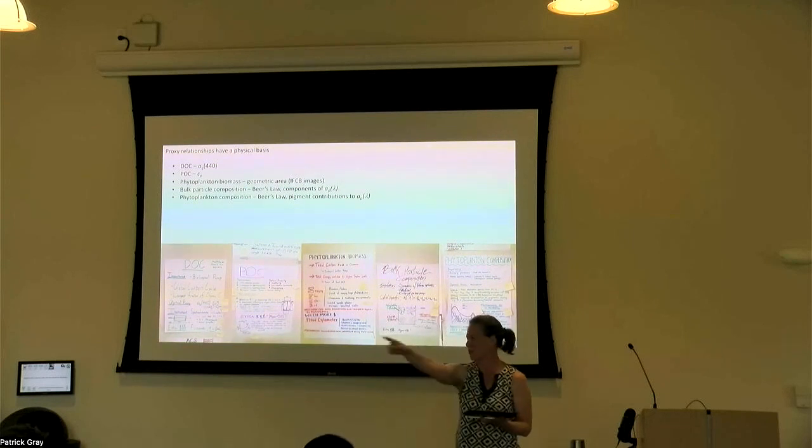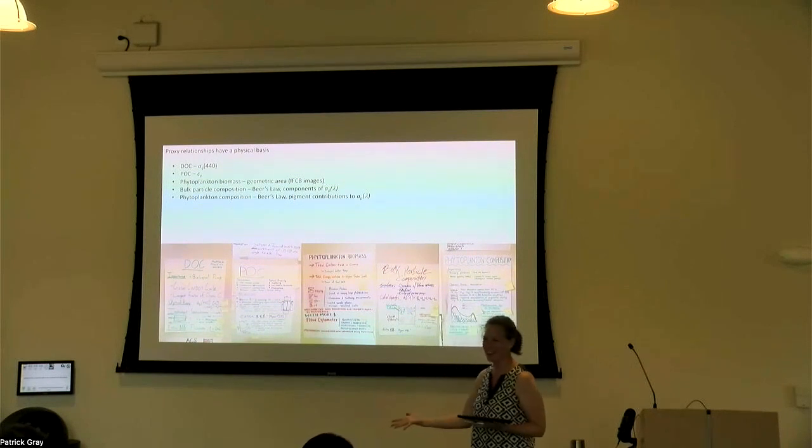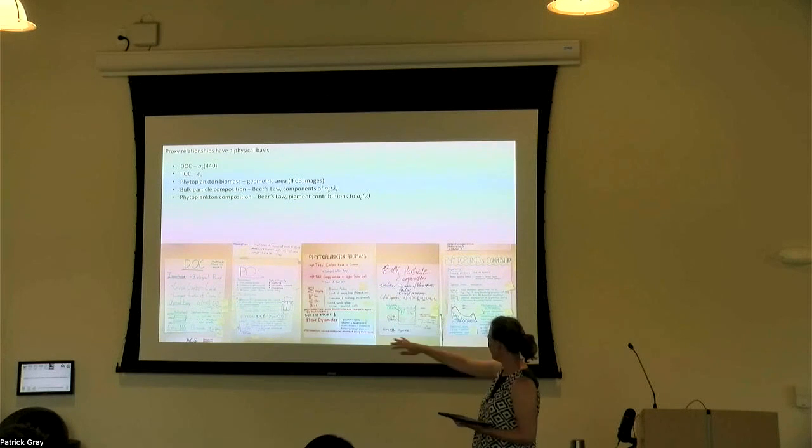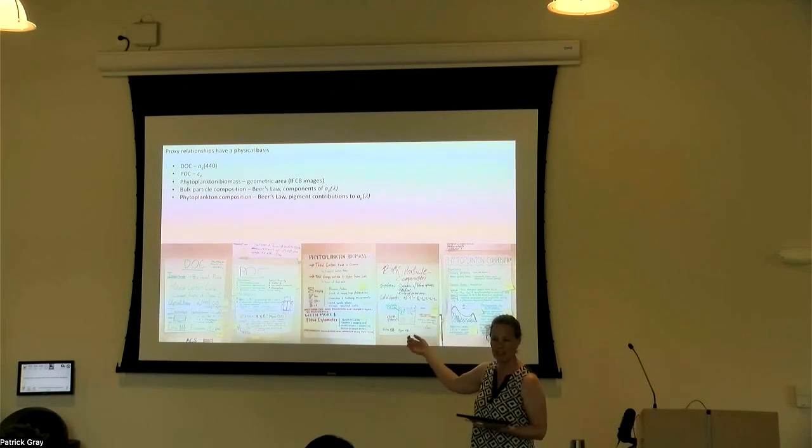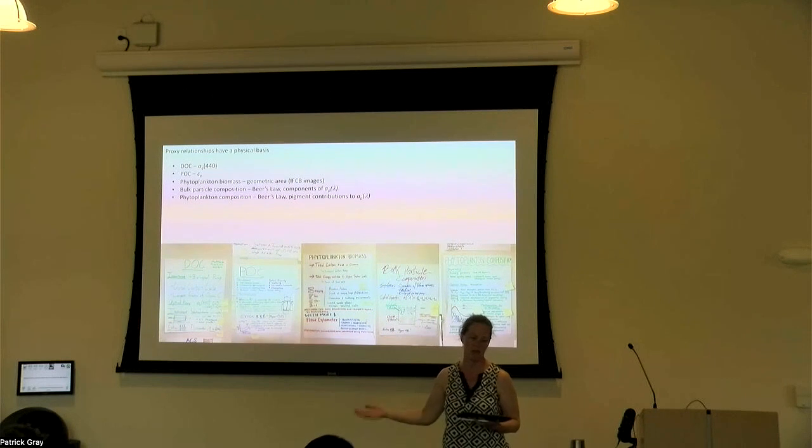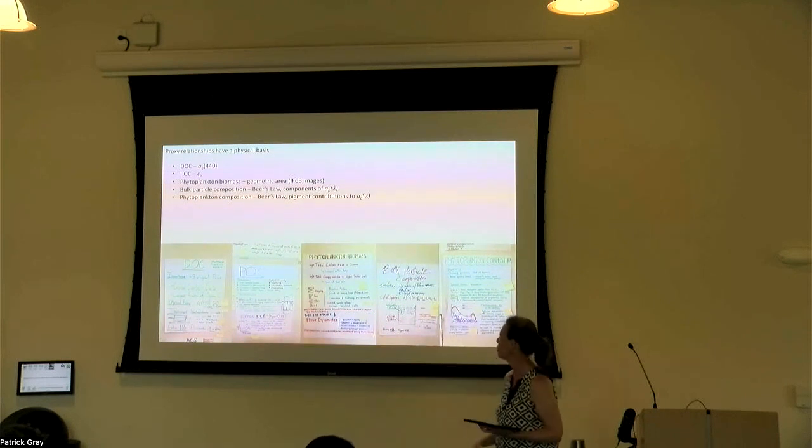These are the posters on the wall. They went through a brainstorming exercise that Colin guided them through, and she had them each randomly choose a thing: DOC, POC, phytoplankton biomass, phytoplankton composition, and bulk particle composition. Then they came up with a list of properties that might enable them to get at that, and what's the question they want to ask.